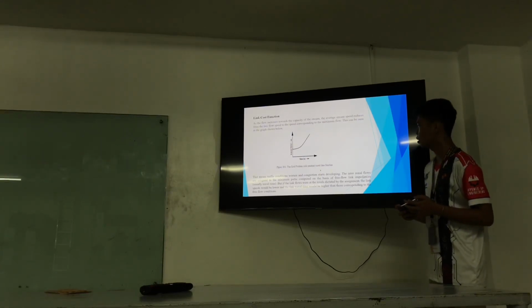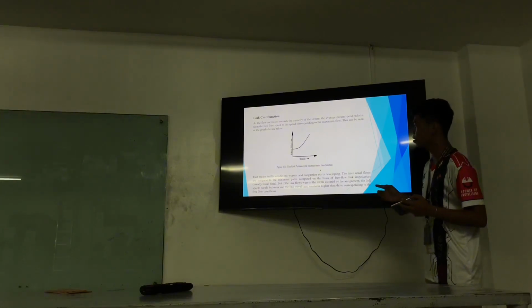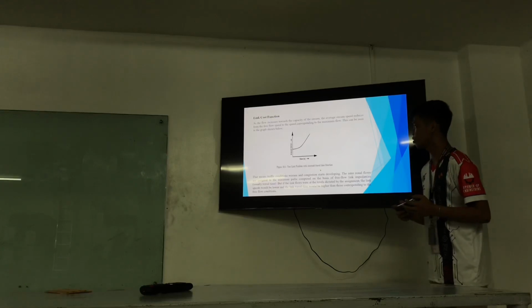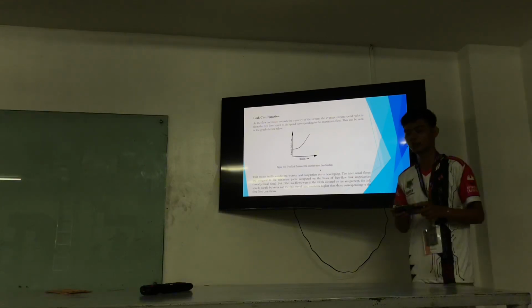The interzonal flows are assigned to the minimum paths computed on the basis of free flow link impedances. But if the link flows were at the levels indicated by the assignment, the link speeds would be lower and the link travel time would be higher than those corresponding to free flow conditions.